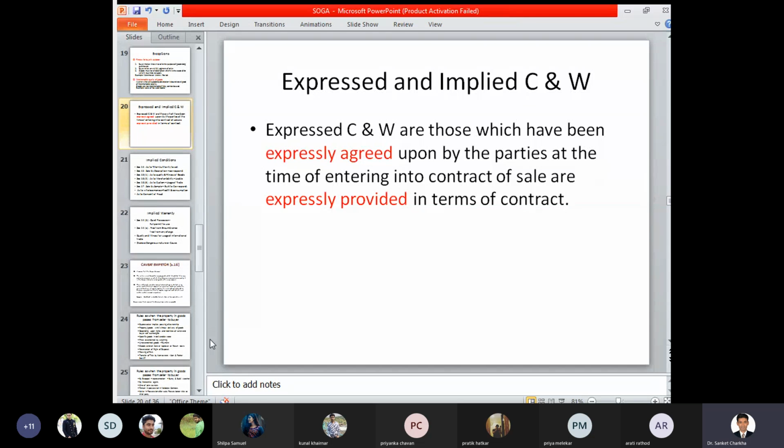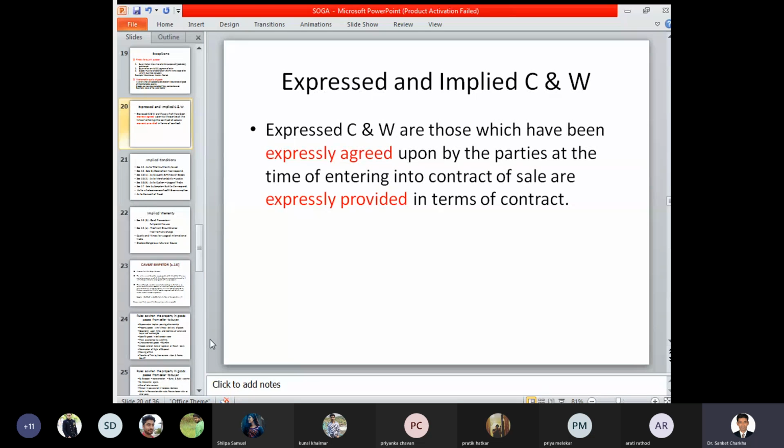Now, the express and implied condition and warranty. C&W stands for condition and warranty. SOGA stands for Sale of Goods Act. Express conditions and warranties are those which have been expressly agreed upon by the parties at the time of entering into the contract of sale, and are expressly provided in the terms of the contract.